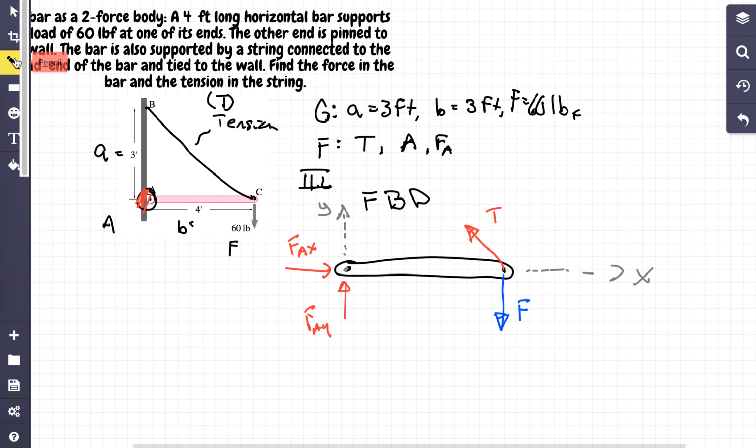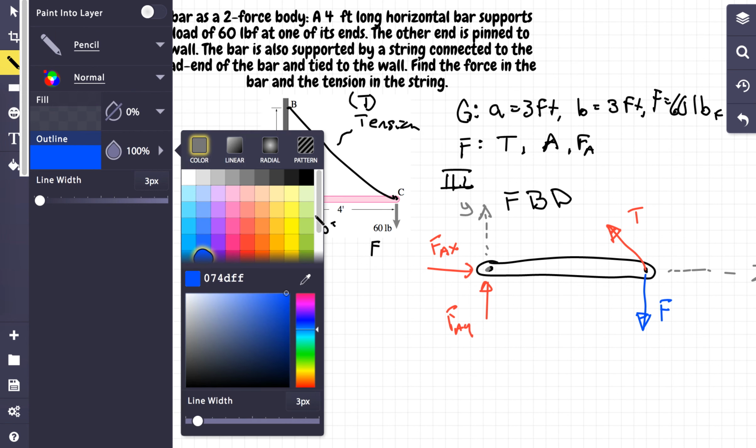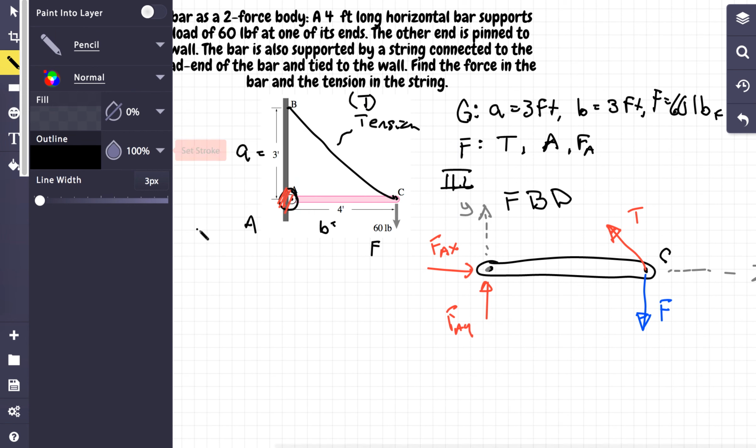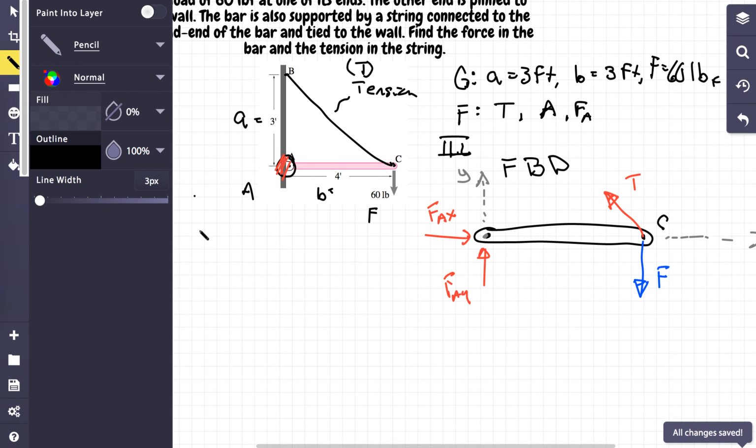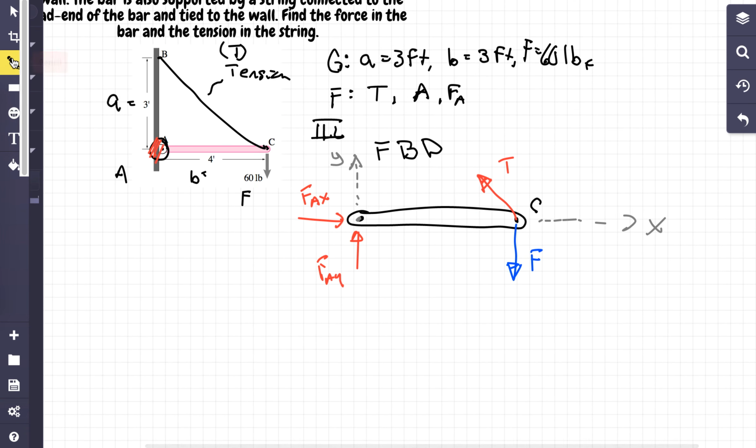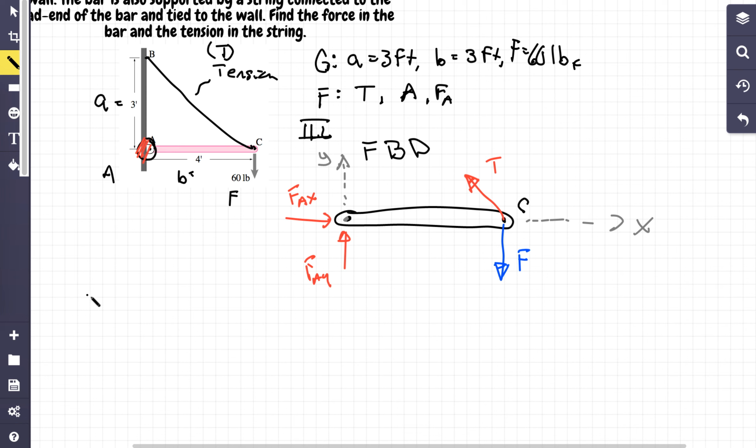And on this, let's label C. So let's say C, and let's keep it black, the color. So with that, where do we start? What's our plan of action? Eventually we want to find out what T, FAX and FAY are. So we start with what we know. We know this force here.